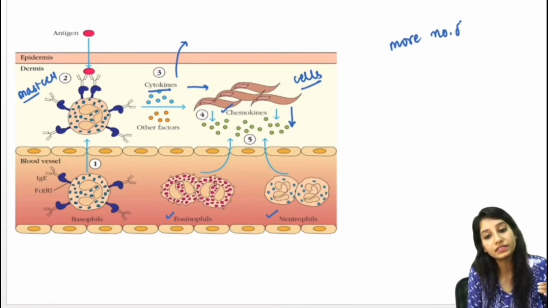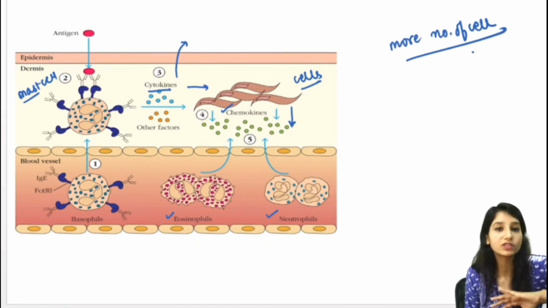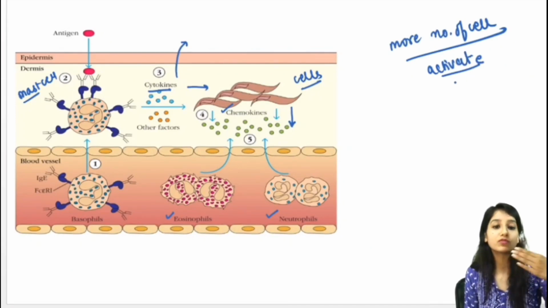More cells start to come here. They are releasing more and more chemokines. More and more cells are coming here. More and more cells are activating here. So due to which, more and more destruction is occurring.